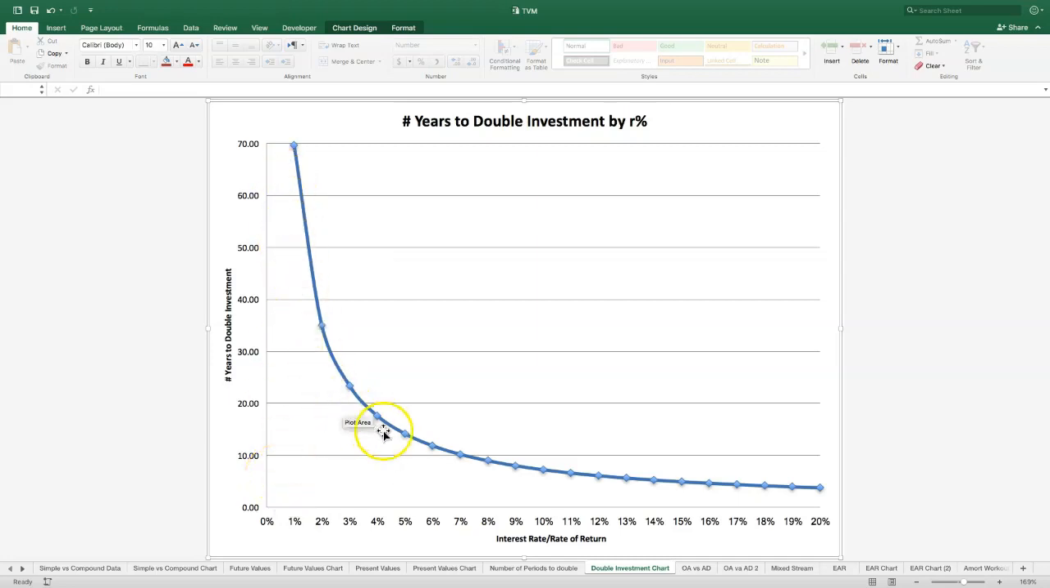So again, we do not see straight lines because of the exponent in our time value of money formula. We have exponential growth.